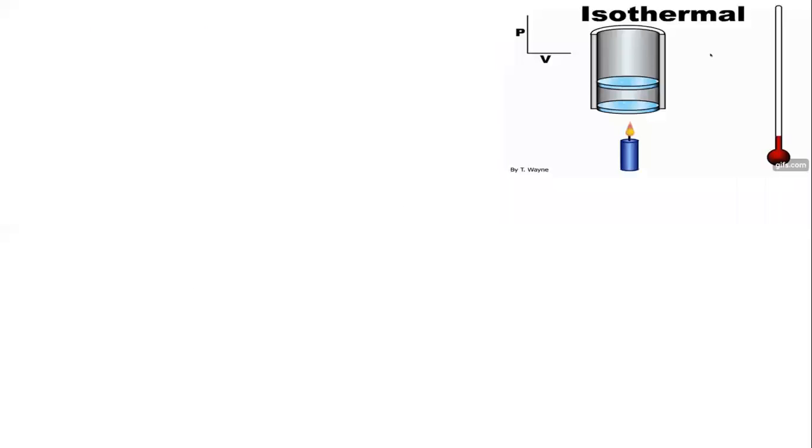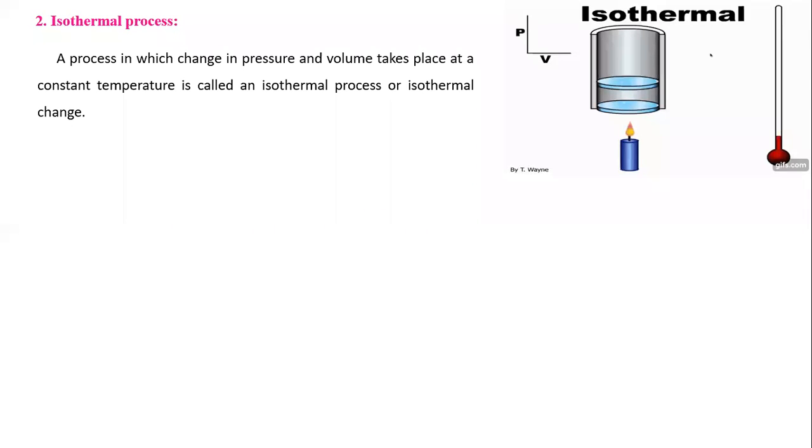Now after that, we consider the second thermodynamic process, the isothermal process. Isothermal means at constant temperature. It is the process in which change in pressure and volume takes place at constant temperature. You remember, isothermal means temperature is constant. If temperature is constant, the other two variables change. You know that PV = RT. R is already constant. Temperature is constant, which means pressure and volume change.